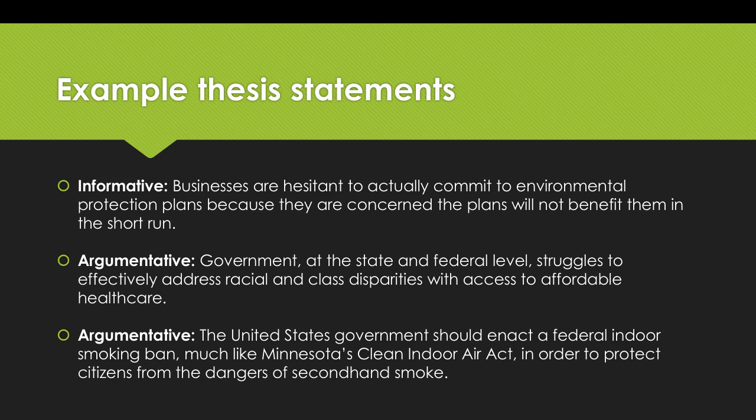The next one is argumentative. Government at the state and federal level struggles to effectively address racial and class disparities with access to affordable health care. And so this is making an argument, and you would need to then provide proof that the government is not doing this effectively. And then the last one is argumentative.